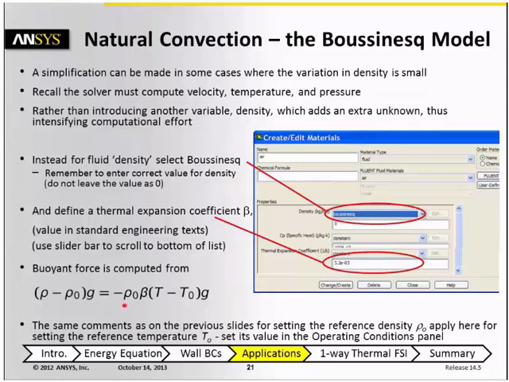What these variables are: rho naught is the value that you enter for the density under Boussinesq in the materials panel. Beta is the thermal expansion coefficient that you enter here, and T naught is a reference temperature. This temperature should be the temperature that corresponds to the density rho naught. So the same comments that we saw in the previous slides for setting the operating density rho naught also apply for setting the reference temperature T naught. Its value is set in the operating conditions panel, and it's important to choose sensible values for this. Specifically, the value of T naught should be the temperature at which the fluid has a density equal to rho naught.